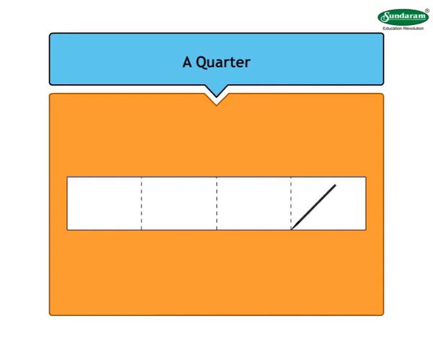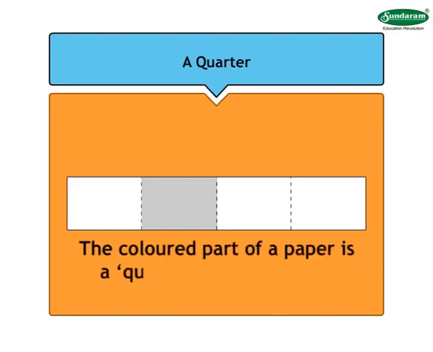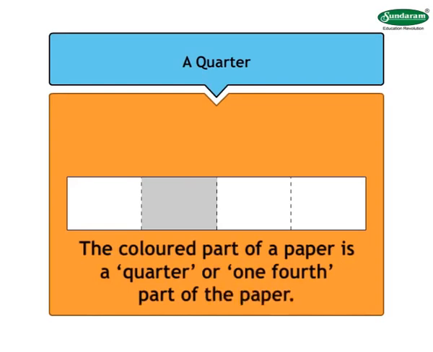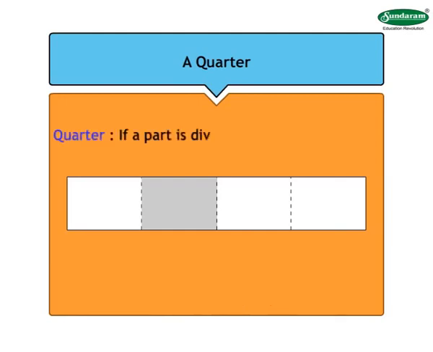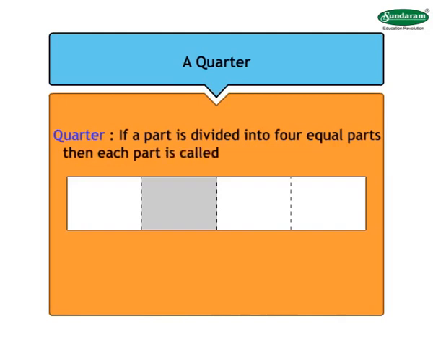You will have 4 equal parts. Now, color any one part. The colored part of the paper is a quarter or 1/4 part of the paper. Thus, from this we learnt that when a part is divided into 4 equal parts, then each part is called a quarter of that part.